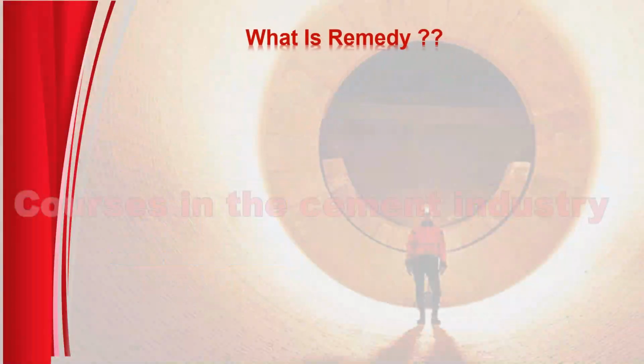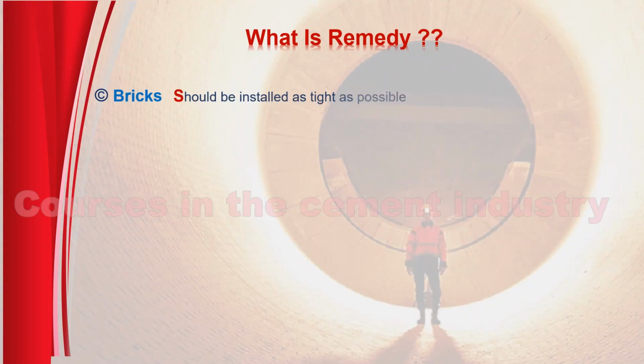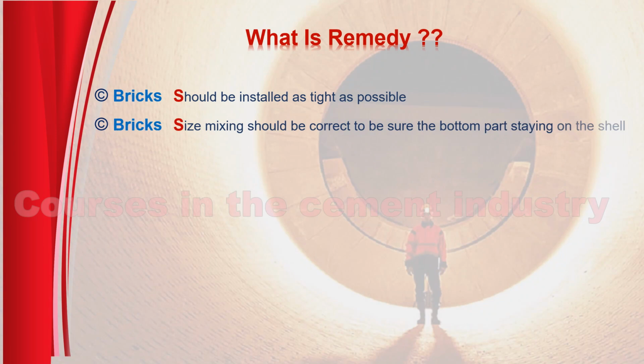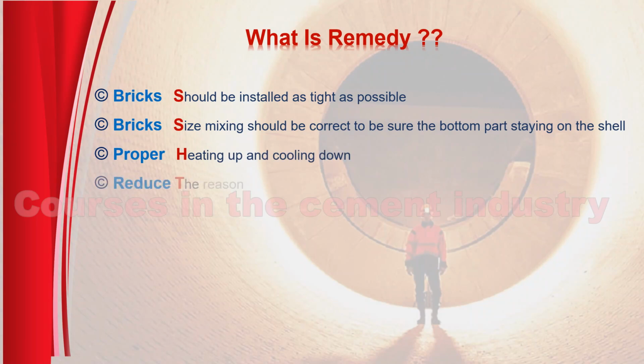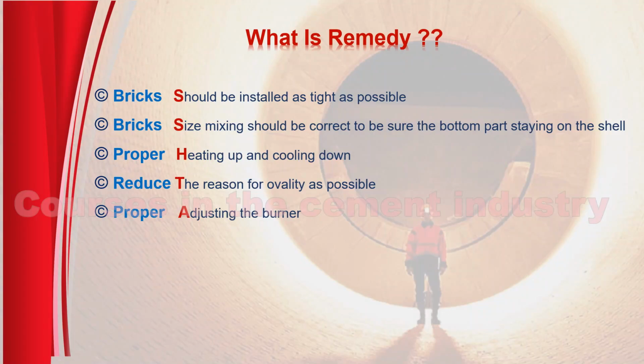What is the remedy? There are a number of notes that must be taken. 1. Bricks should be installed as tight as possible. 2. Brick size mixing should be correct, to be sure the bottom part stays on the shell. 3. Proper heating up and cooling down. 4. Reduce the reasons for ovality as much as possible. 5. Proper adjusting of the burner. 6. Keep the kiln without unnecessary stoppages as much as possible.